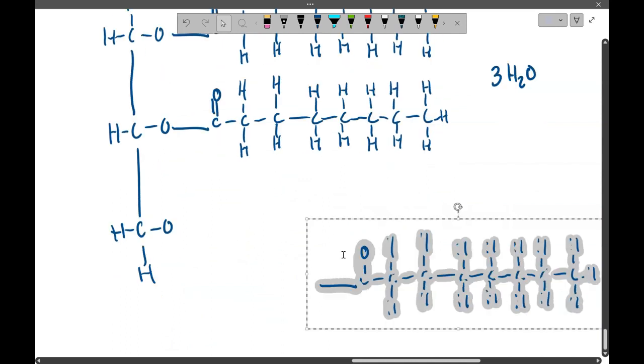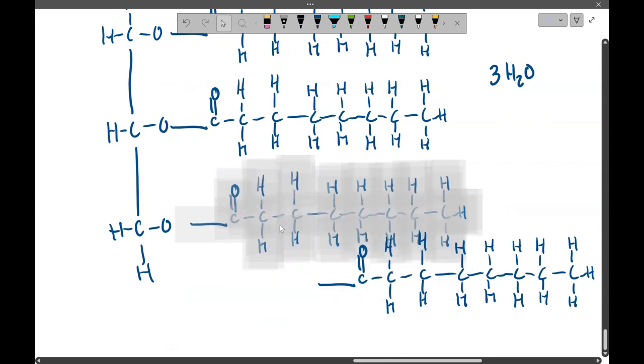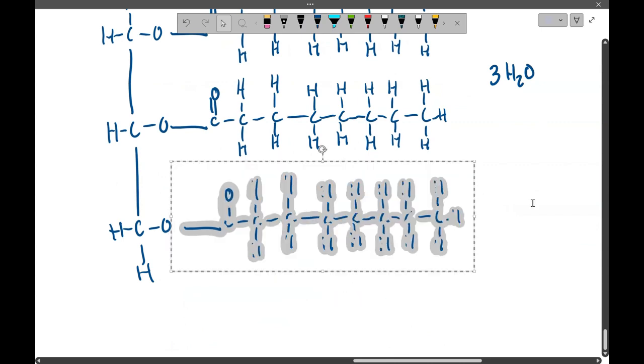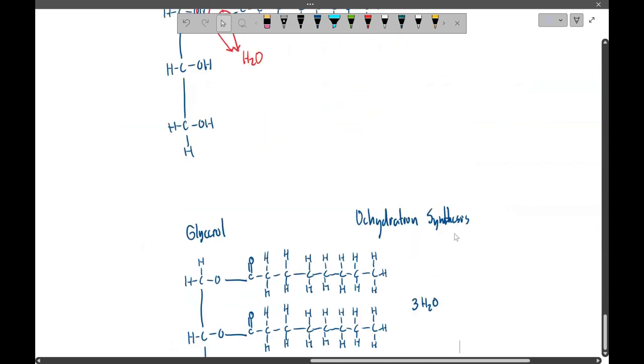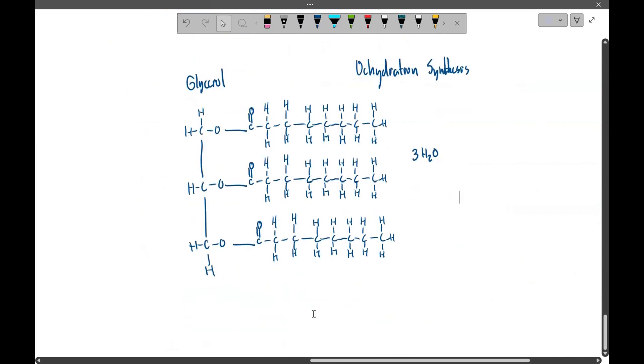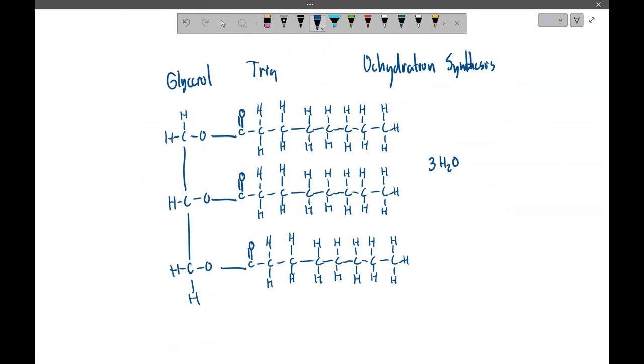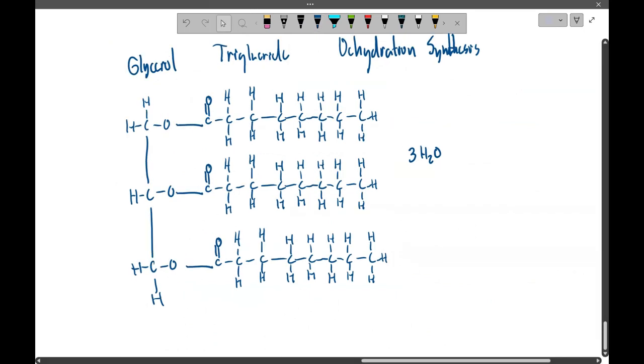And since there's 3 spots, now you might be able to understand why it's called a triglyceride, because you have 3 fatty acids bonded to 1 glycerol. Now, one of the interesting properties about lipids, such as this triglyceride, so I'll label this as a triglyceride, is that it's not soluble in water, so it's insoluble.